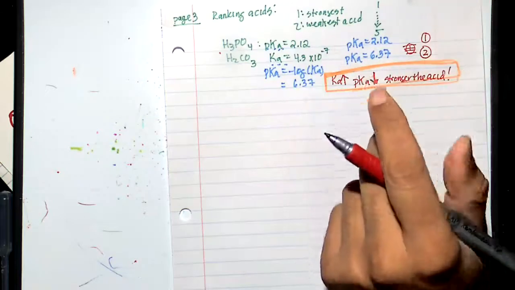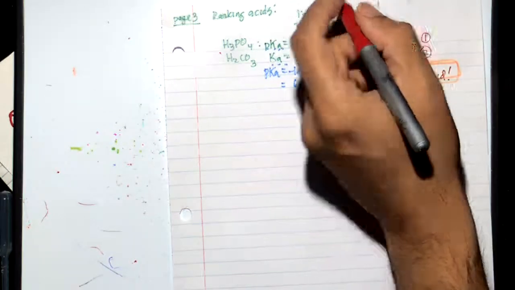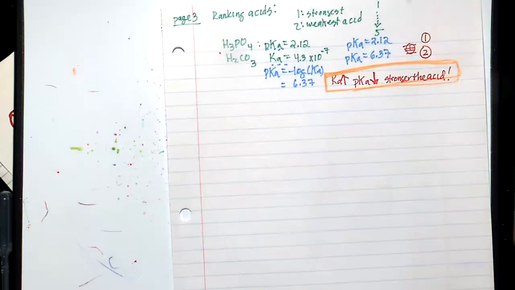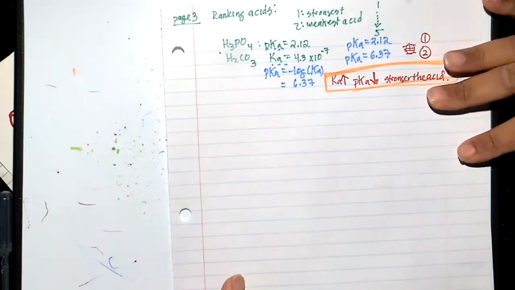So like that, you're going to have to rank 5 of them. All right, so here I ranked 2 of them for you. You can rank the 5 of them, 1 being the strongest, 5 being the weakest.